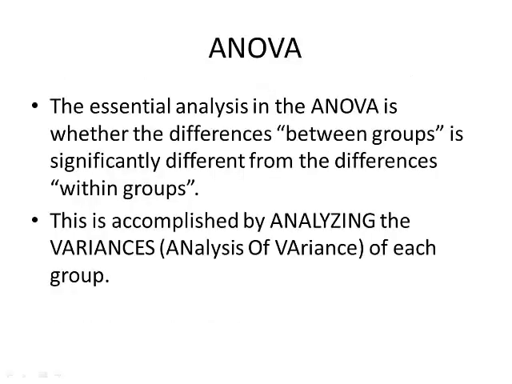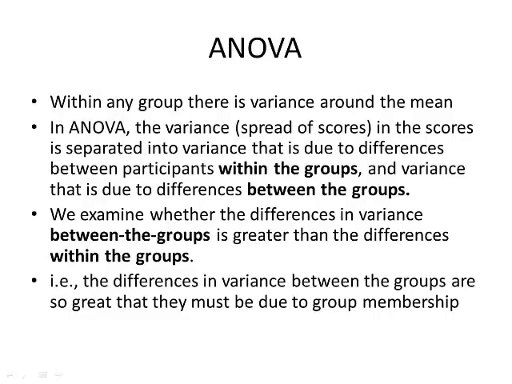The essential analysis in the ANOVA is whether the differences between groups are significantly different from the differences within groups. This is accomplished by analyzing the variance of each group. We're going to talk through this idea a couple of times, and then I'm going to show you an example visually, and we'll work through that so that you can understand the concept. But basically, within any group that you've collected data on, there is going to be variance around the mean.